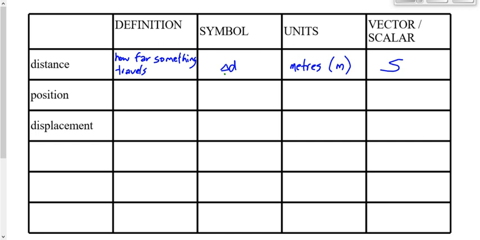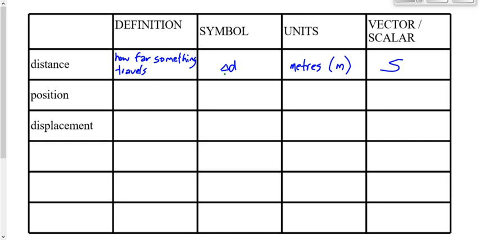You guys are going to do a field trip to Edmonton in a few months here. The distance that you will travel that day is about 700 kilometers in a bus. 700 kilometers. The distance doesn't tell us which way we're going. Are we going north or south or east or west? Whatever.